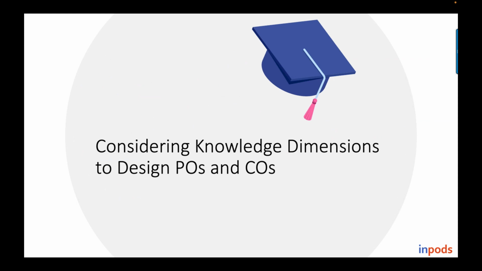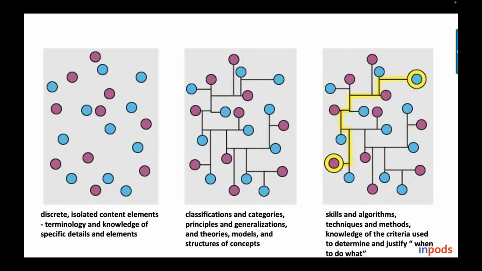So we have to always keep this in mind when we think about designing program outcomes, because they have a direct relationship with the knowledge dimensions. If I would describe what factual knowledge is, I would say that these are discrete, isolated content elements such as terminologies or knowledge of specific details and elements.